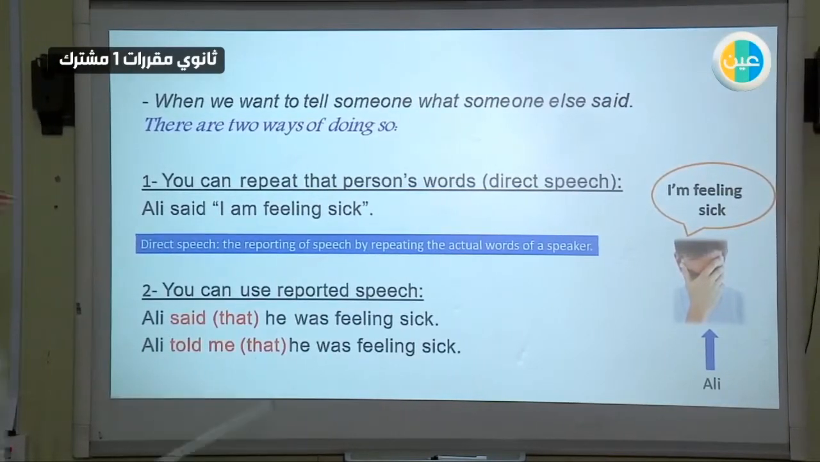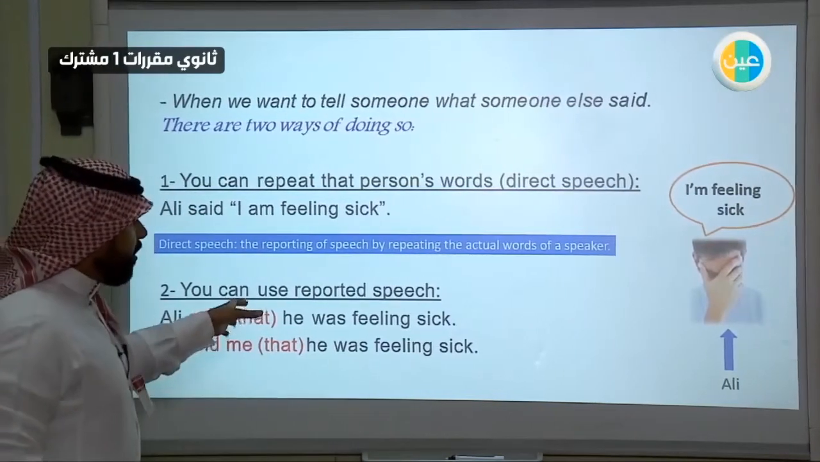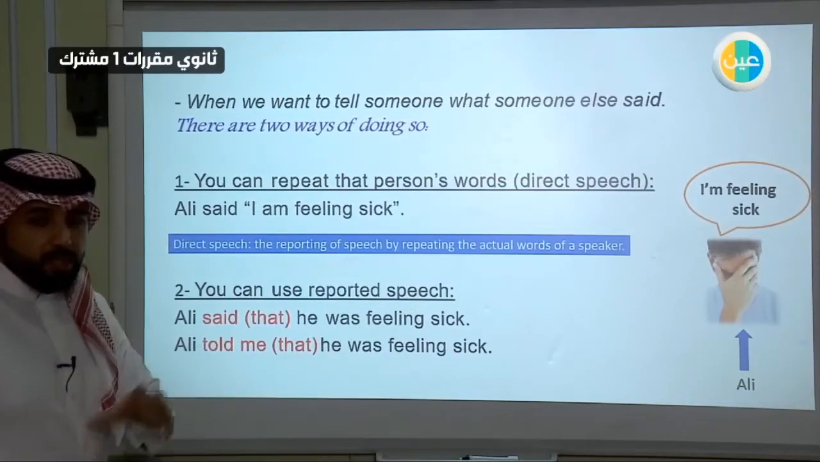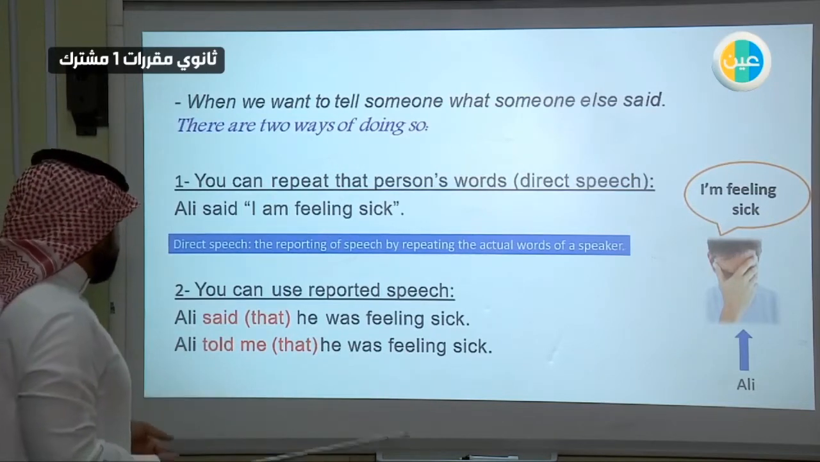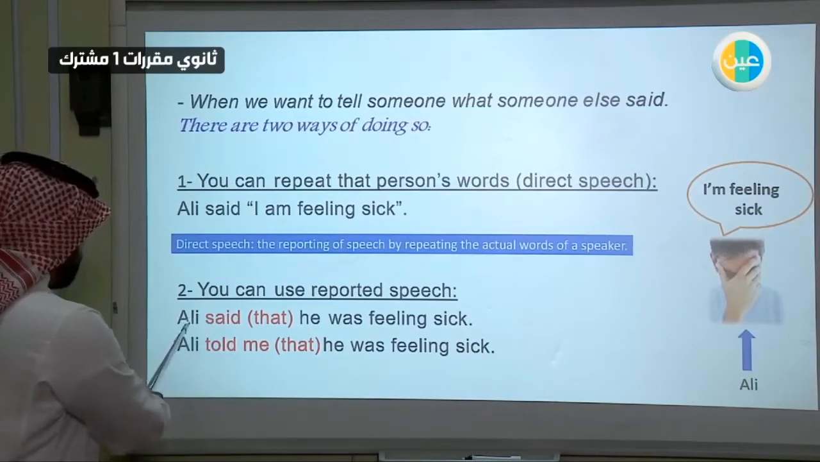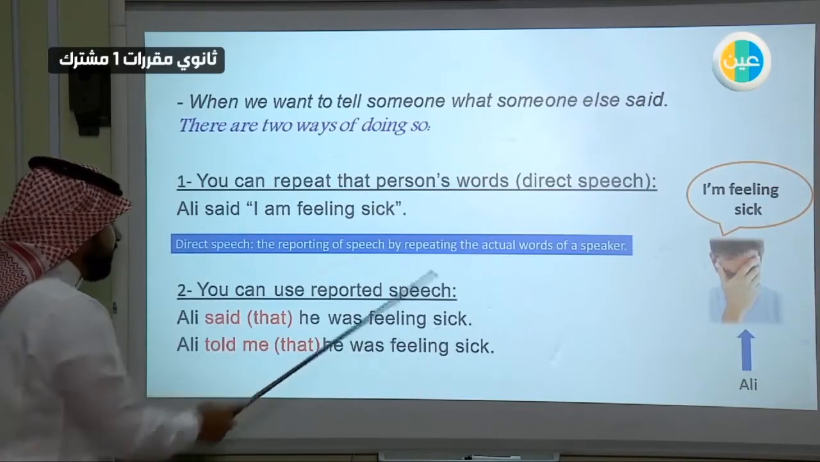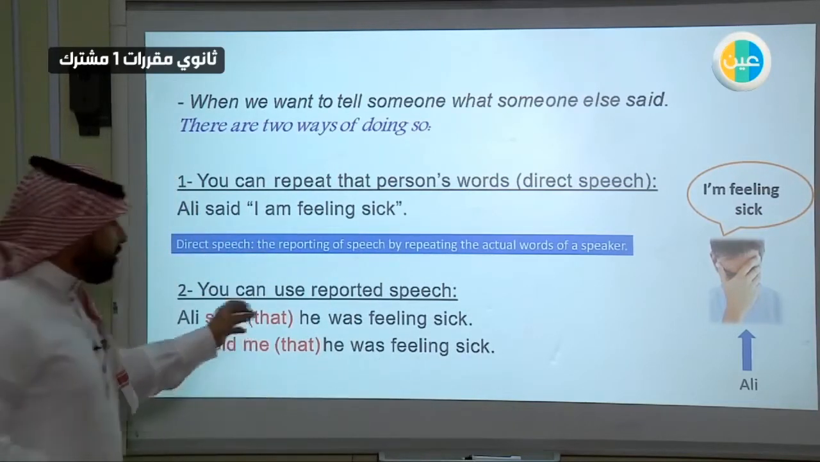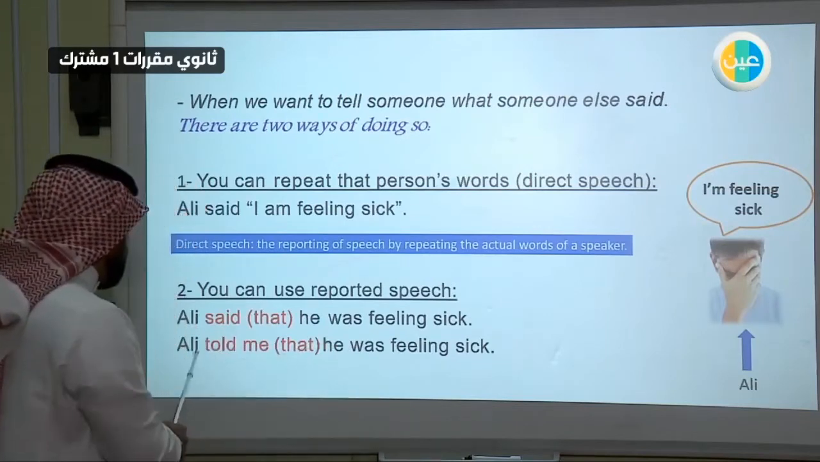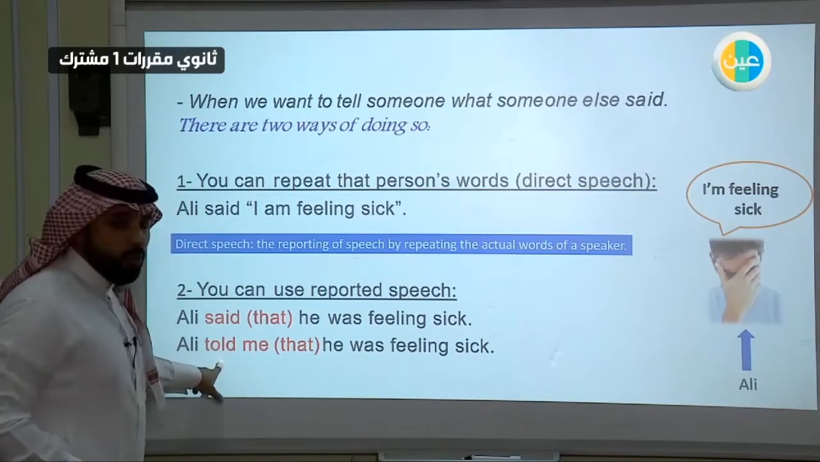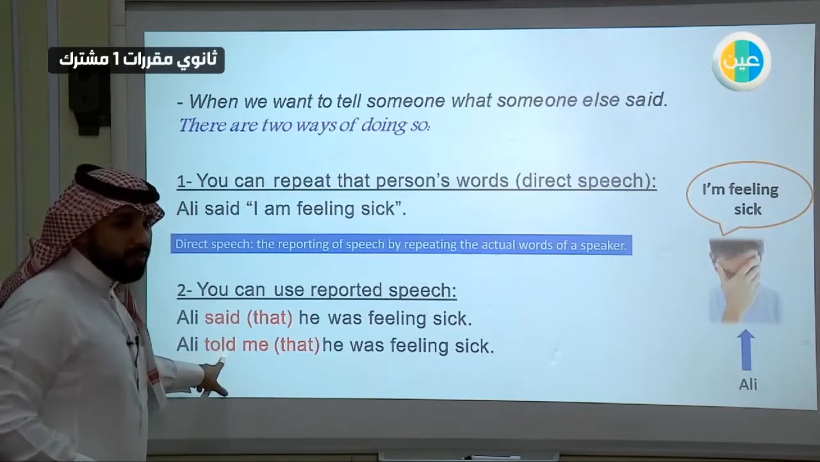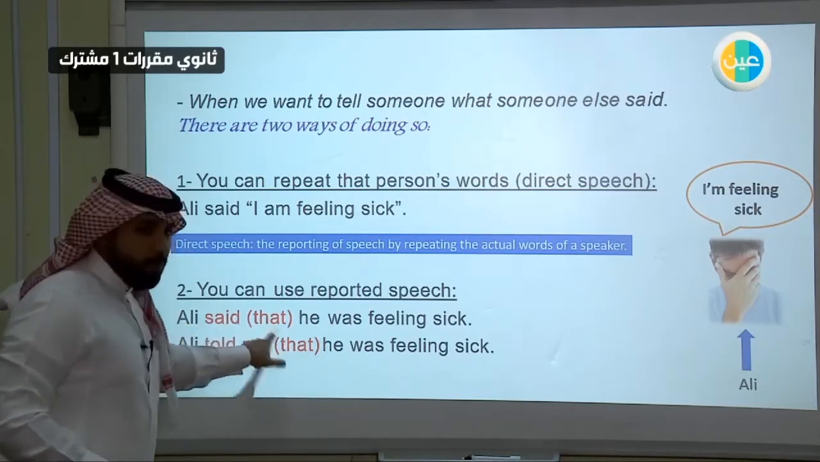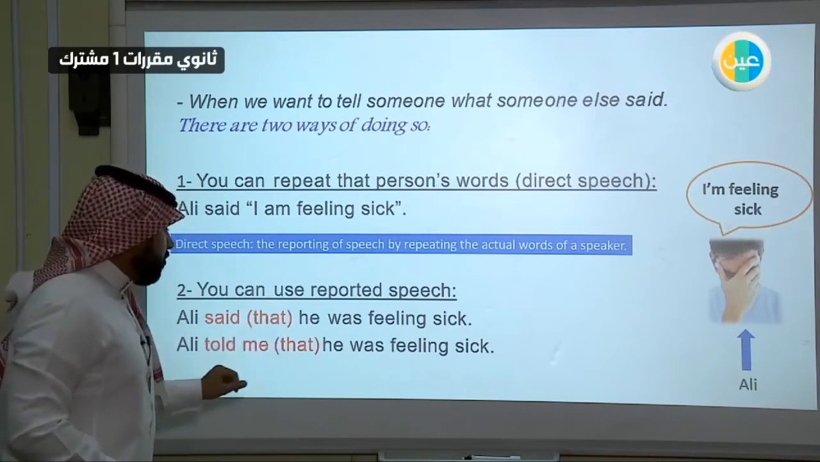The second way, which is important for us, and this is our grammar, is when you can use reported speech to transfer or convey the message. For example, here, Ali said that he was feeling sick. We don't have to use the quotation. Why? Because we will have the same meaning, but we change some words. Ali told me, so we can use said or told. Told because it's in the past, and said is the past of say. That is not really important, so you can use that or you can just omit it.